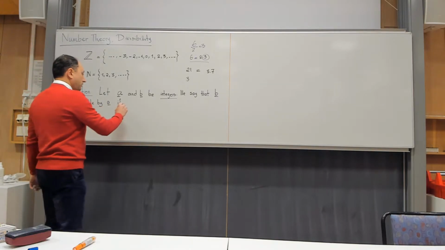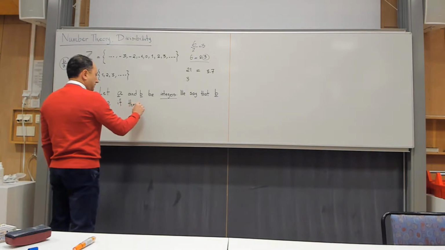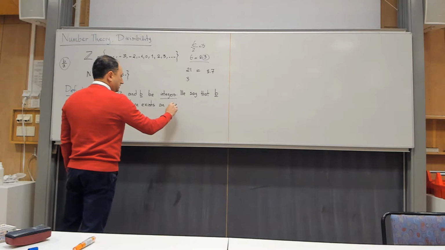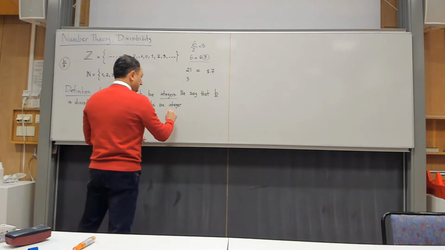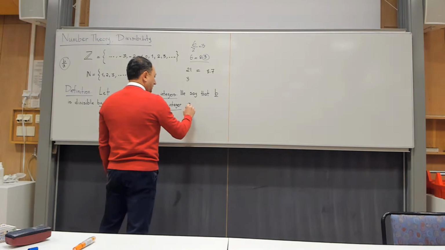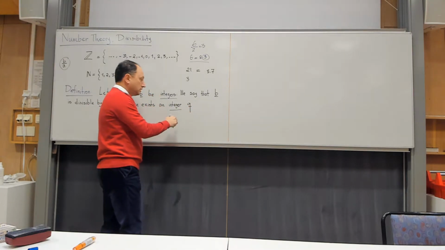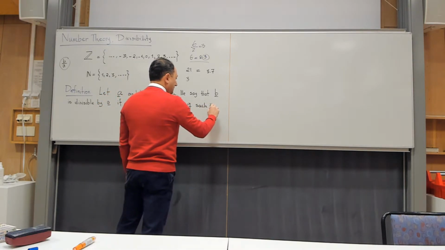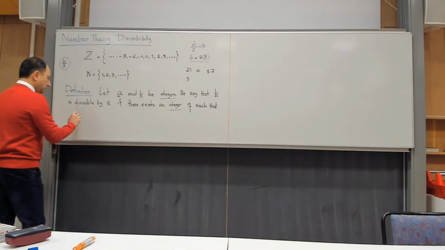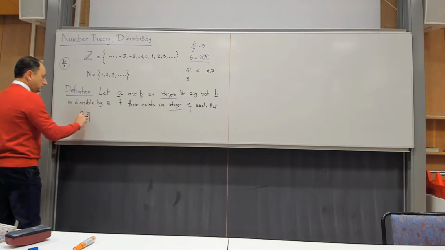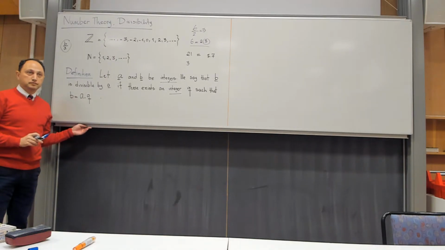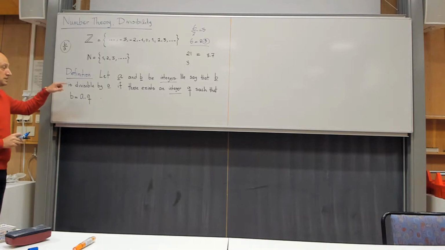So you say that if there exists an integer q, and that's exactly why I call it q, because that's the quotient. There exists an integer q such that if I multiply a by that integer, it gives me b. Yes? That's the idea. Is that understandable for everyone? Yes or no? So this is important to understand.